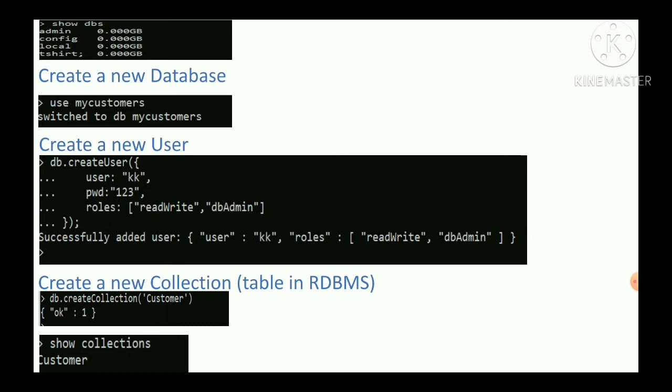Next, I'm going to create a new collection. To create the collection, I give db.createCollection of customer. The collection means what is called a table, so the table, or collection, is called customer. The table does not have any records, so I give show collections. It shows only the table name, not any other details about the table.